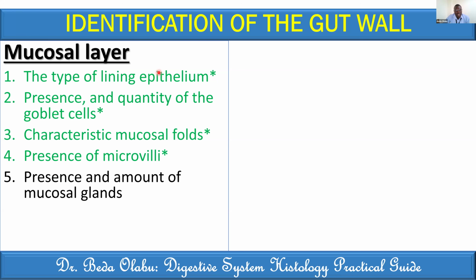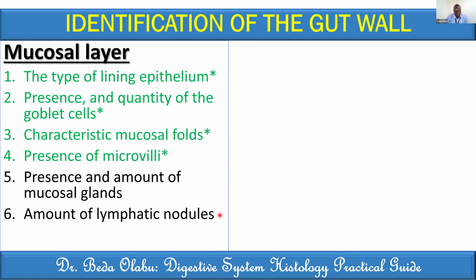So on the mucosa, I want to emphasize on those first four. But there are other things that we can still highlight. The presence and amount of mucosal glands is also a thing to consider, especially if you have several mucosal glands. Start thinking about stomach, for example. Now, depending on how your cut is, you may also have a lot of glands in the intestines. So I'm not putting a lot of emphasis on the mucosal glands as a distinctive feature of a gut wall.